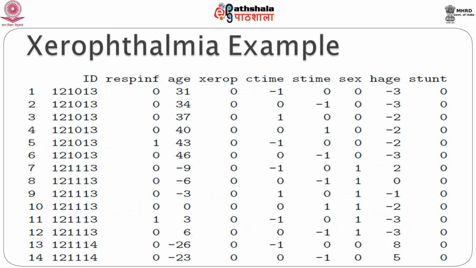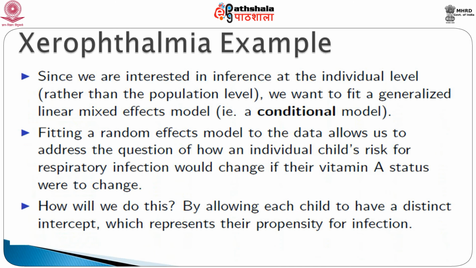The data set looks like this. You have respiratory infection, present or absent, age, xerophthalmia, in terms of presence or absence. Then the stunting and the season terms, then the sex, age, all these covariates are there, all right.